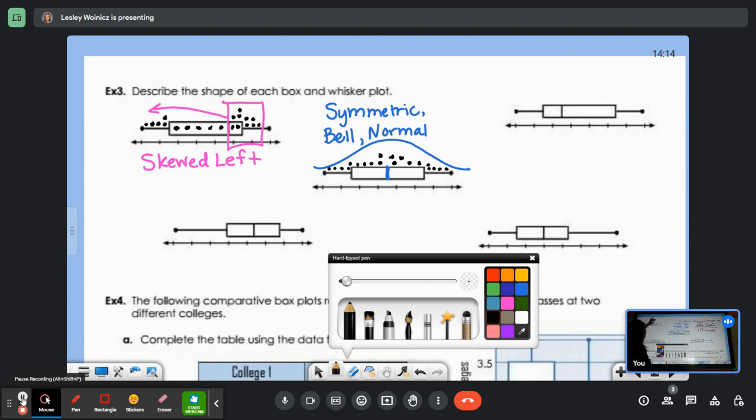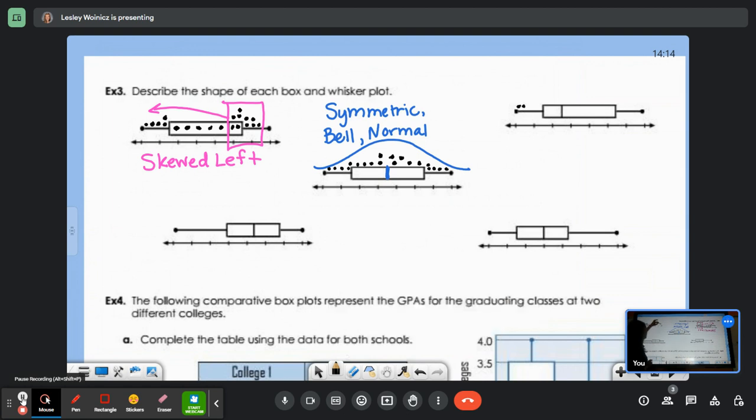All right, let's do some dots. So 1, 2, 3, 4, 5. 1, 2, 3, 4, 5. Skewed right. Okay, how did you get that? You're correct. Because first of all, where's the lump? On the left. Okay, the lump is on the left, and then tail off to the right. So this is skewed right.